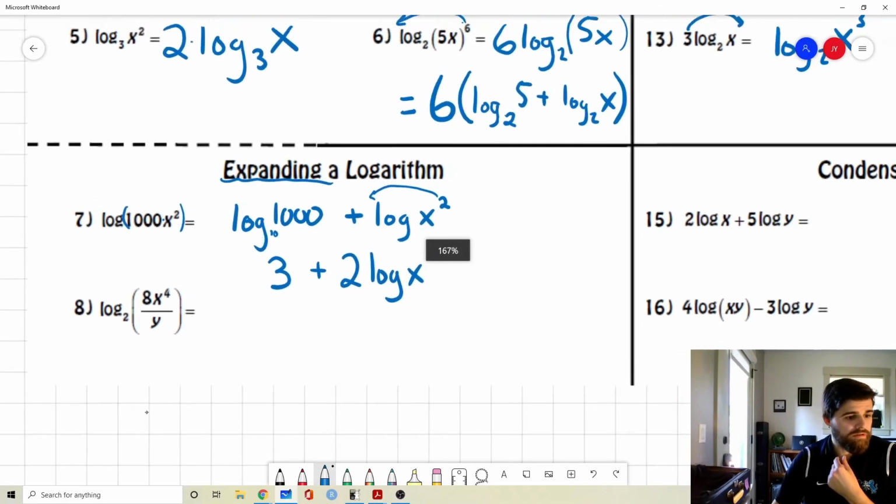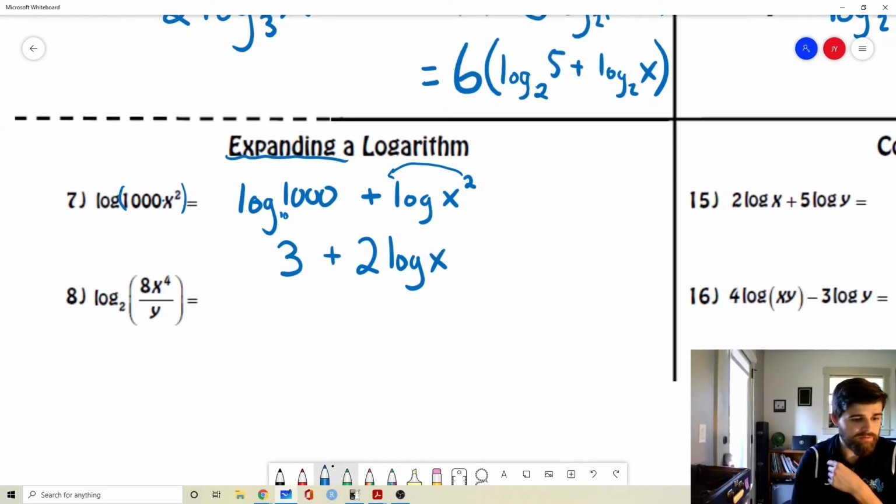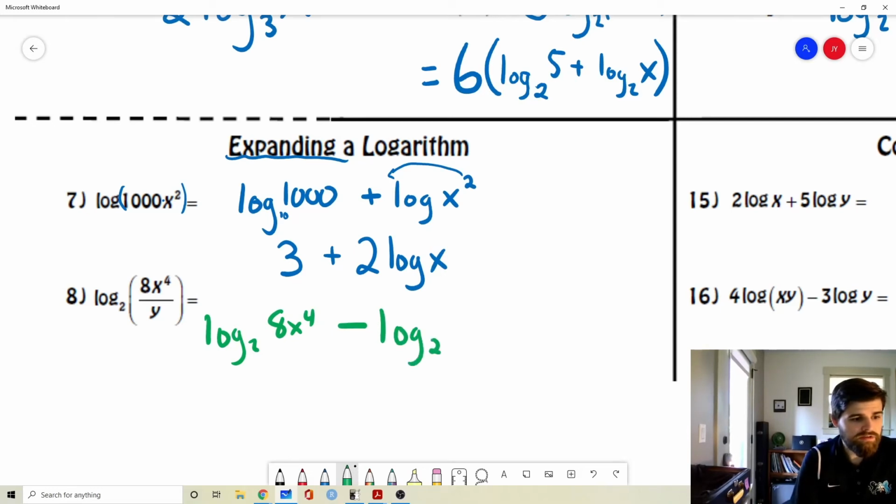All right, let's try another one. Running out of room here, so I'm going to switch colors to make this more clear. Okay, so first thing I see is I've got division in here, so I'm going to use my quotient rule to break that up first. So log base 2 of 8x to the 4th minus log base 2 of y.